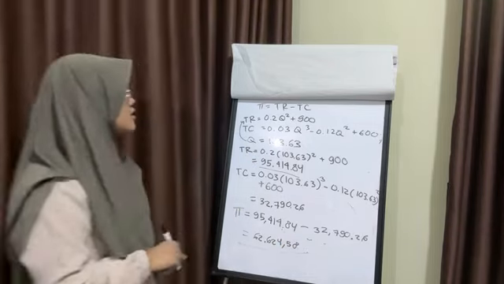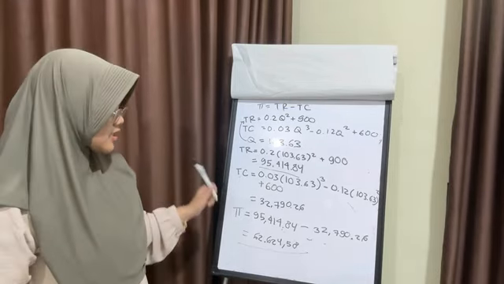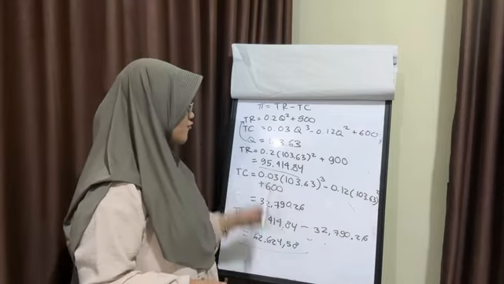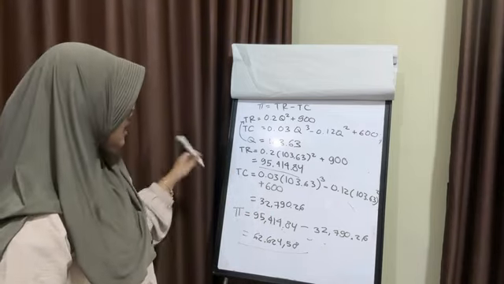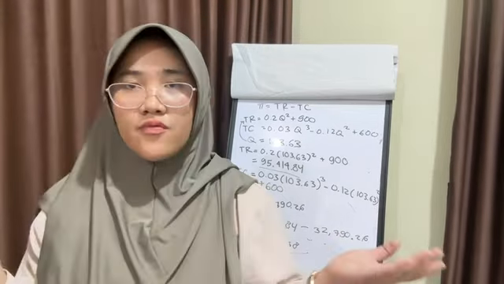So from these equations, we are going to get a profit maximizing in 62,624.58. So we're going to get this profit from selling this with the cost of this. That is the final answer, and thank you for watching.